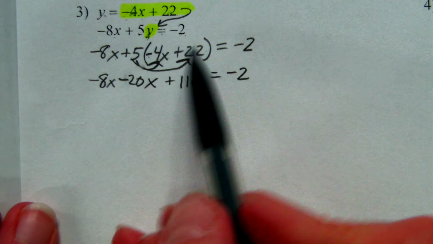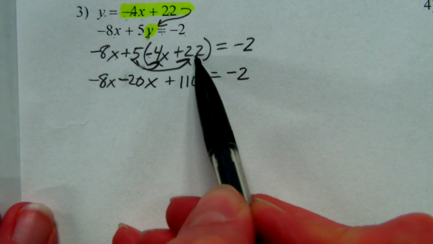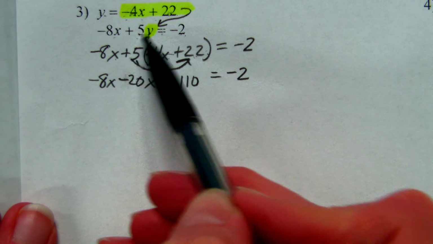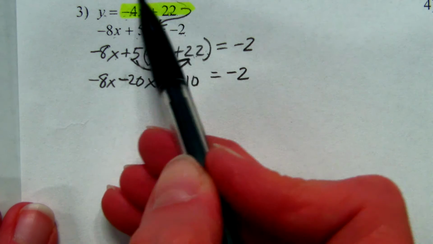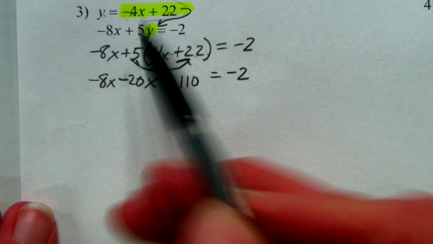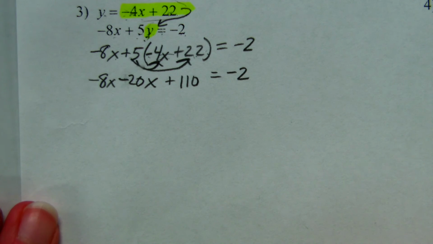The only thing we've changed is we distributed this 5 out. And that's why I use parentheses, because 5 has to be taken times y, and all of this is what we're putting in for y. So it's all got to get multiplied by 5.